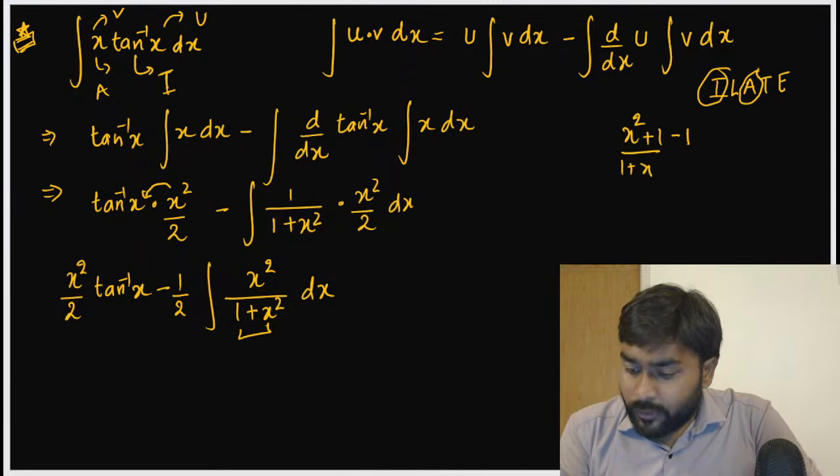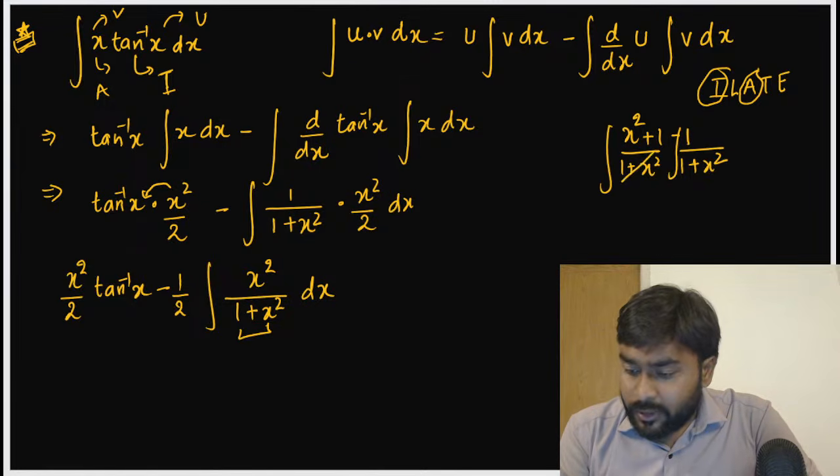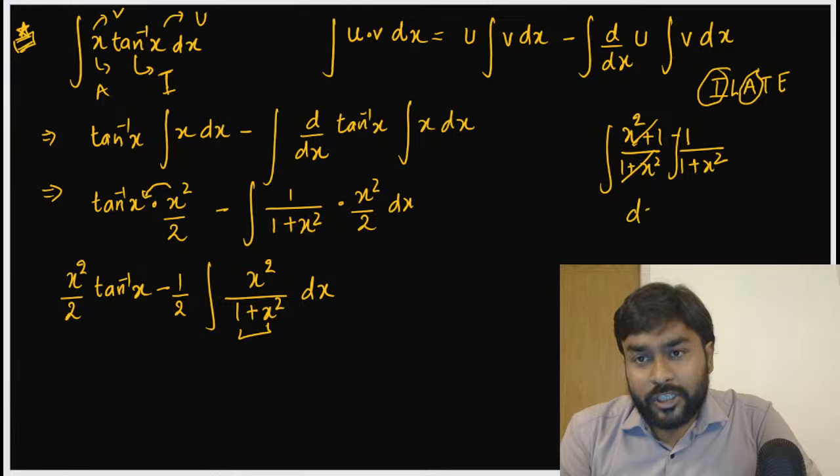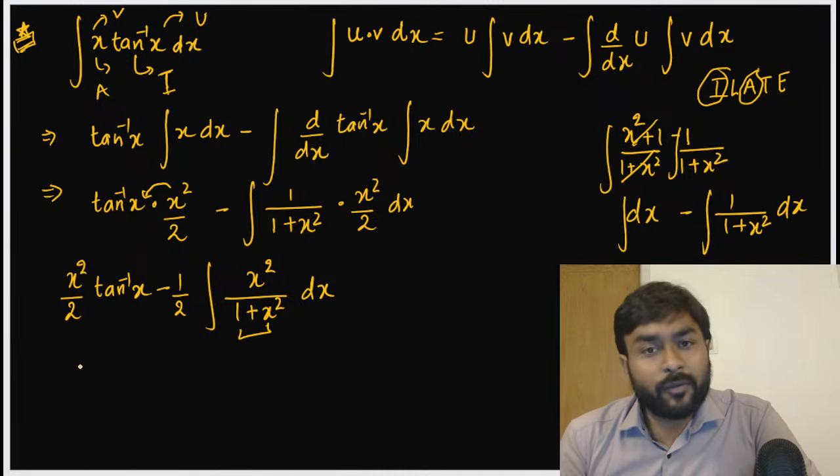So 1 plus x square here, here also 1 plus x square. Here integration, here integration. Correct? So this and this will cancel, and here will be dx only. The second term will be what? Minus 1 by 1 plus x square dx. So this will be our question.